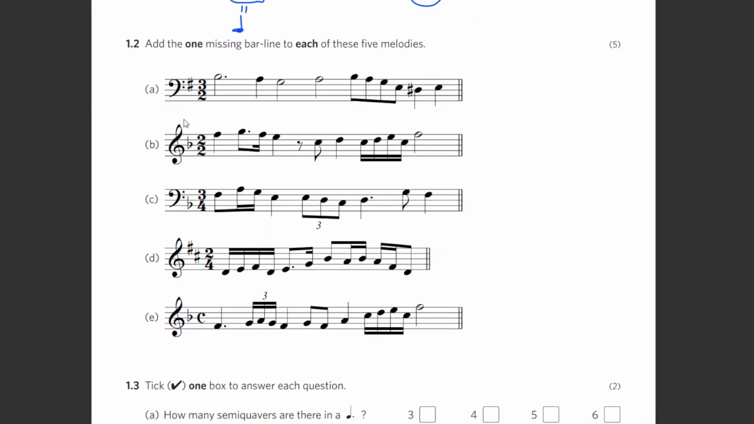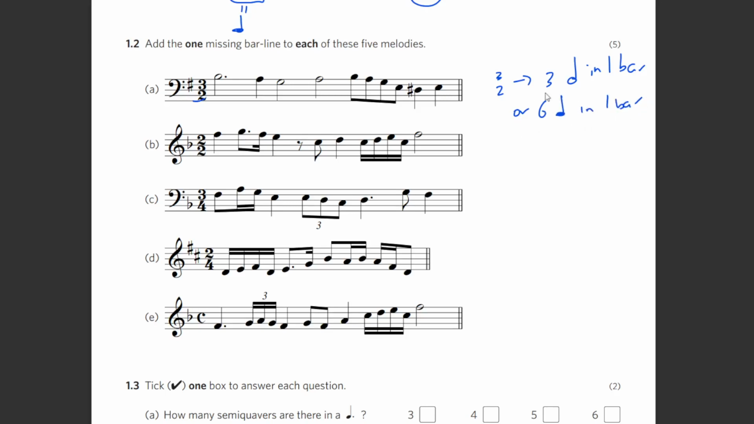Next, let's move on to section 1.2 of the rhythm section. In this section, you're asked to add 1 missing bar line to each of the 5 melodies. So let's start off with A. A has a time signature of 3/2 time. 3/2 time means 3 minim beats per bar, or it will be equal to 6 crotchet beats in 1 bar.